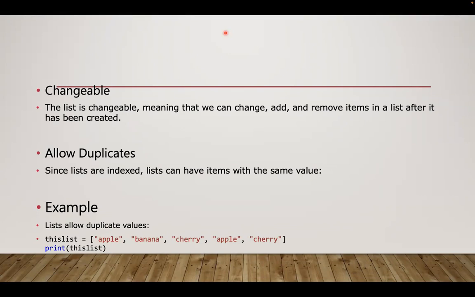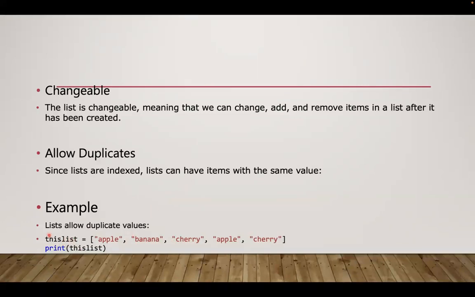Since a list is indexed, a list can have items with the same value. You can have a list that has apple two times. You understand? You can have a list with apple, apple, cherry, cherry, and that would not be a problem. It's going to allow the duplicate, it's going to print apple, apple. We have some other data types that would not print the duplicate. It's going to print apple one time. We're going to talk about that too.